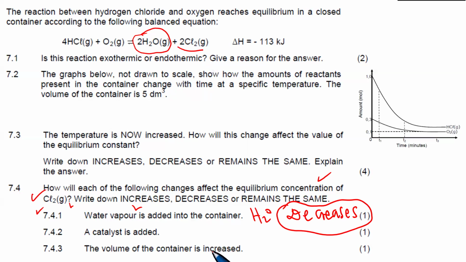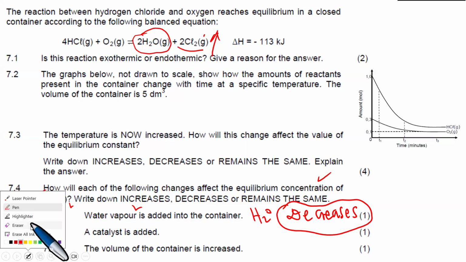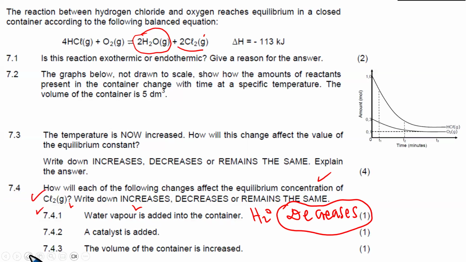So in 7.4.1, if the water vapor is added into the container, there is certainly a decrease in the Cl2 gas. So this one is also going to decrease. The Cl2 gas is going to decrease at the time that the water vapor is spiking up. We are adding more water vapor into the reaction mixture. When that happens, there's more water vapor, but the other one is going to decrease. Why? It's Le Chatelier's principle.